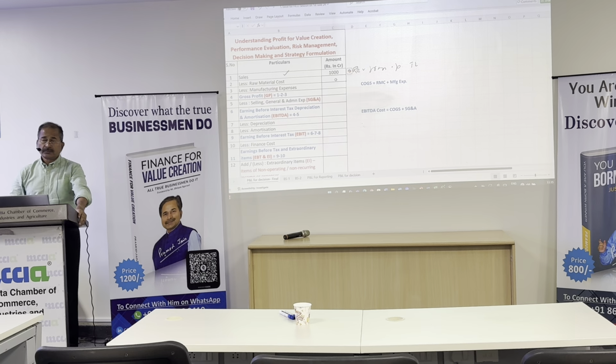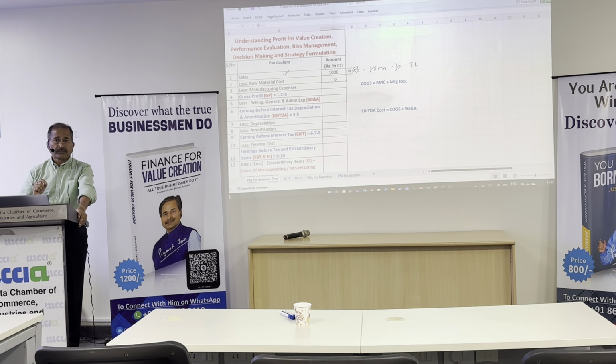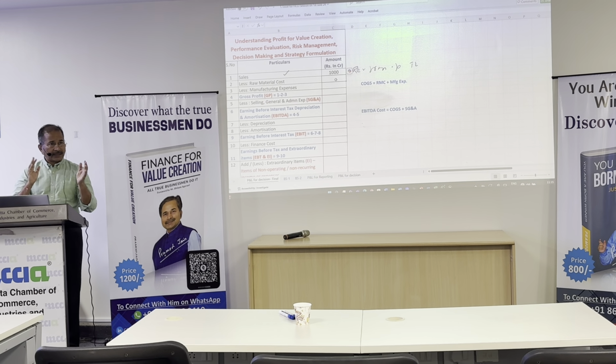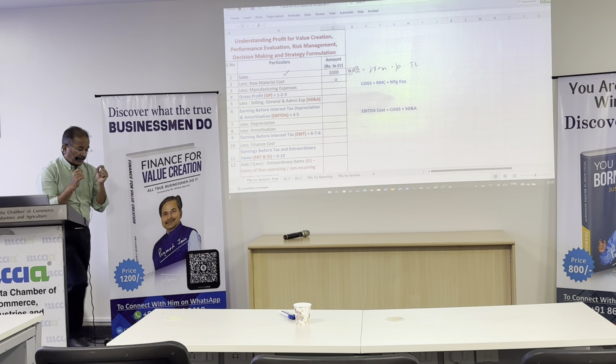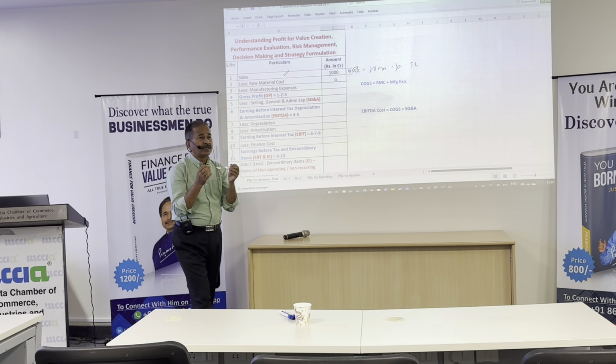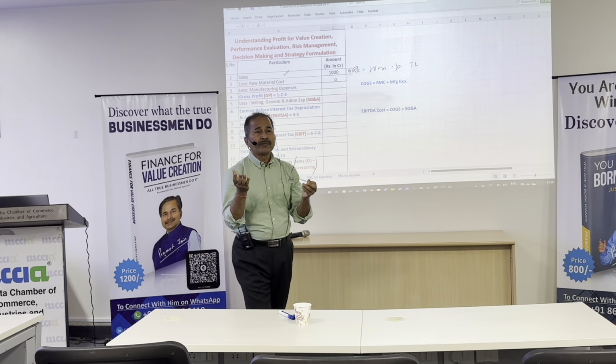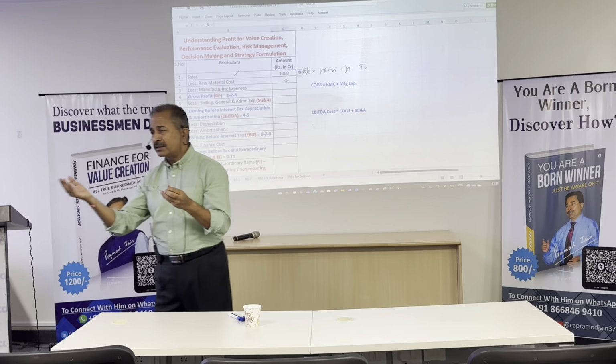And what do you do now? From the top line you deduct the first cost that you incur in a business. And you know what is the first cost that we incur in a business? It is the raw material cost, right? Isn't it, everybody? So that is the first cost that we incur in any business.